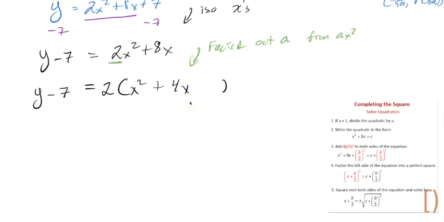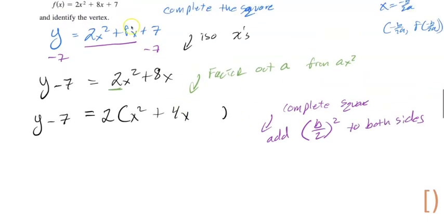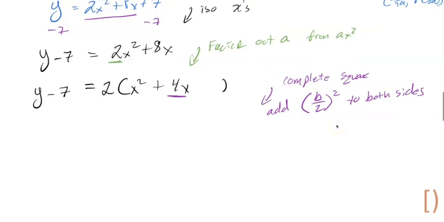And now we complete the square. That's my next step. If you forgot how to complete the square, you take the middle term, the b, divide it by 2 and square it. You're going to add that to both sides. That makes it a perfect square. So here, I'm going to get my 4. I'm going to divide it by 2. We're going to square it. So I'm going to get 2 squared, which is 4. So I'm going to add it here, and I'm going to add it also over here.